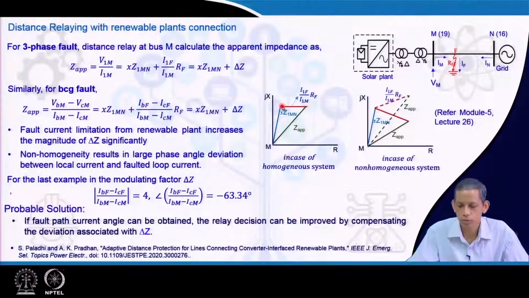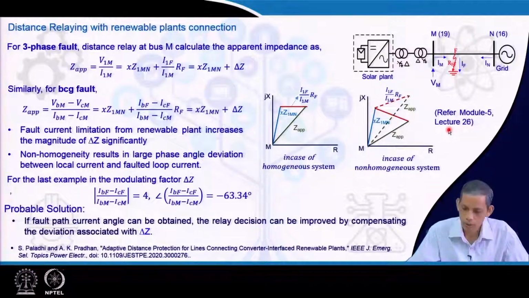So, no more horizontal line, it will be modulating in the downward and upward, and furthermore, the magnitude of this part becomes a factor of concern, depending upon the control aspect of the solar plant also. So, you can refer to lecture 26 in module 5 on this perspective. Now, come to BCG fault.